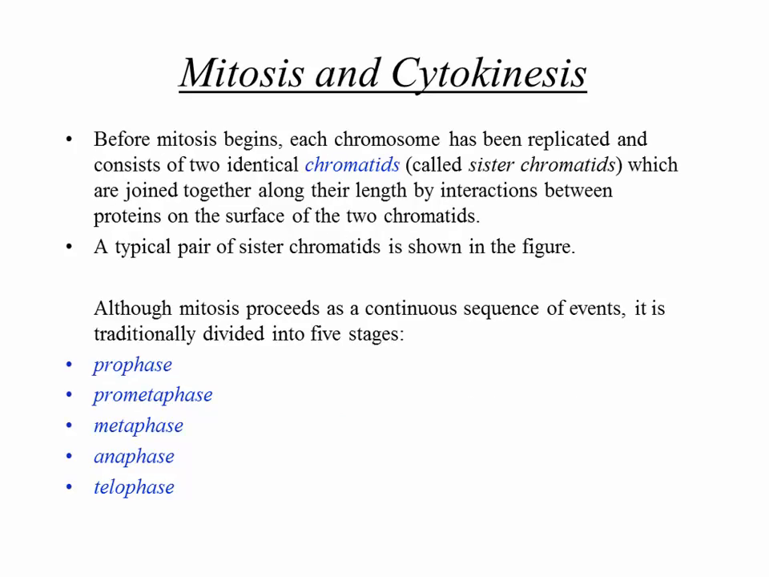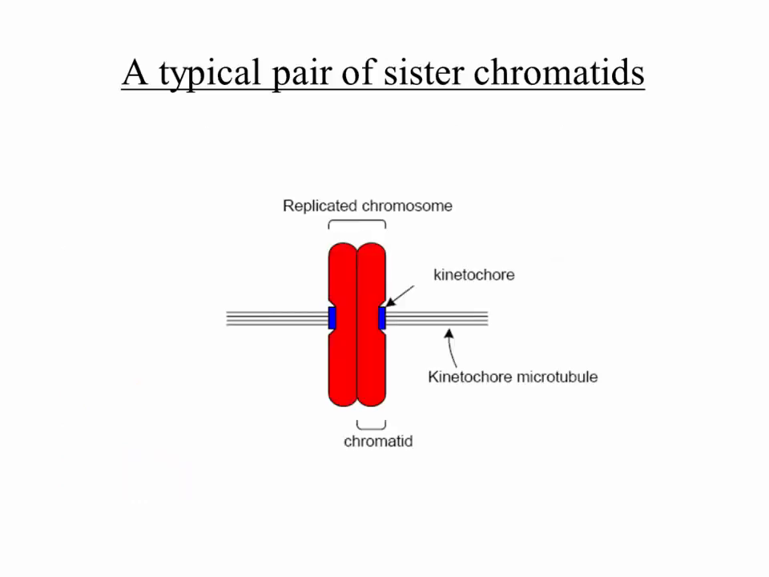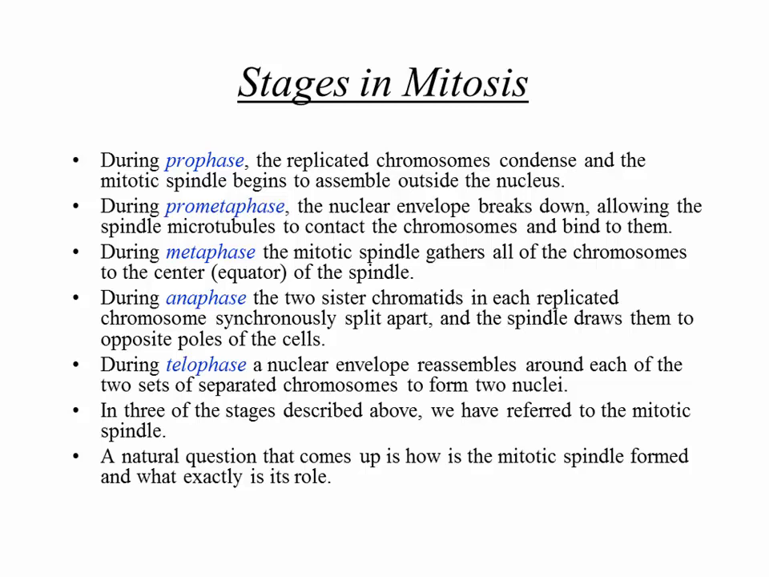Although mitosis proceeds as a continuous sequence of events, it is usually divided into five stages for explanation purposes. The first one is called prophase. Pro means before. The next one is called prometaphase, which means it's before metaphase. Then you have metaphase, then anaphase, and the last phase is telophase. So there are five different stages involved in mitosis, and we will discuss each one of them in detail. Any questions? First there'll be a brief discussion of each phase and then the detailed discussion.